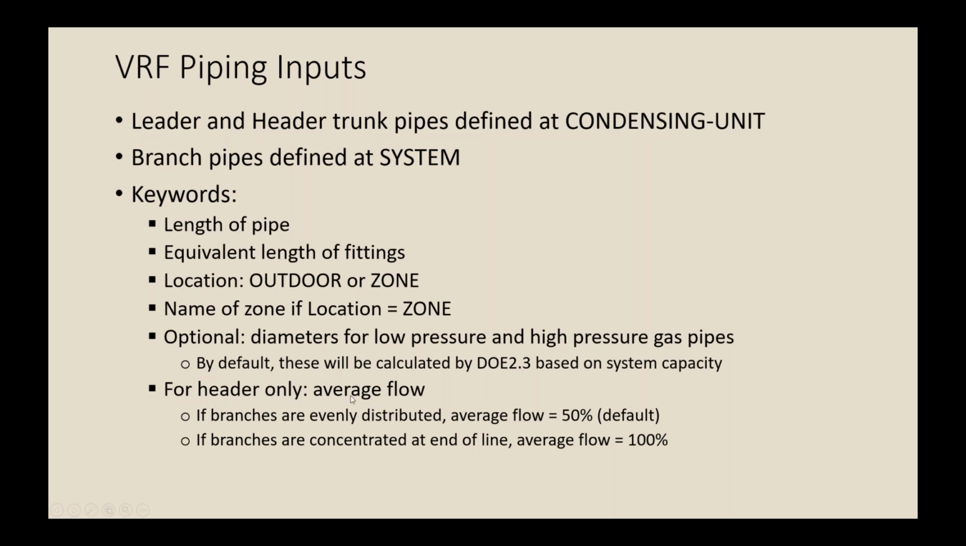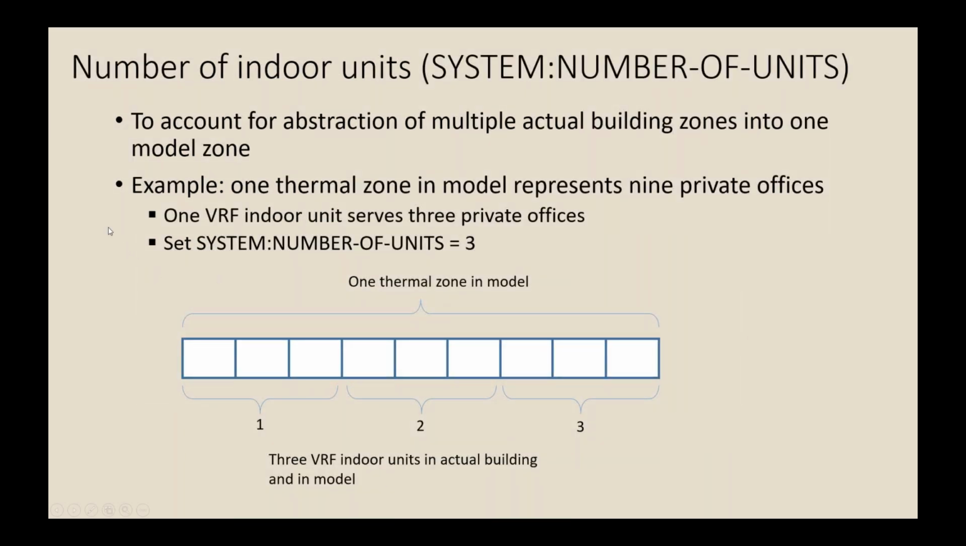For the header pipe only, there's a mechanism for accounting for how the branches are distributed along the header. So if the branches are completely evenly distributed, then the value for this header adjustment is 50%. If the branches are all down at the far end of the line, then you would use 100% value for this adjustment. So that gives some flexibility in how the piping distribution works and how the losses are accounted for in that.